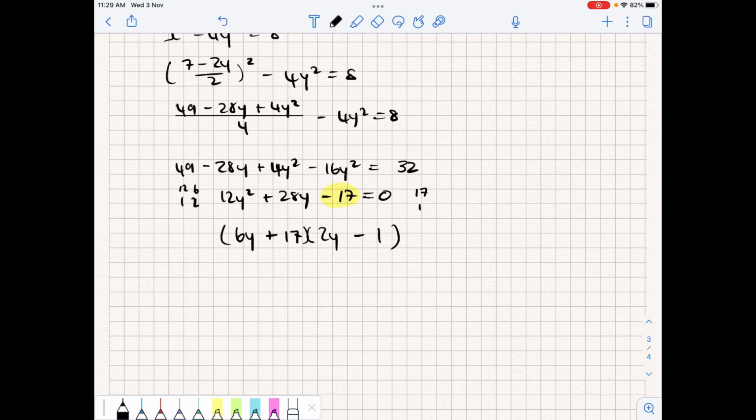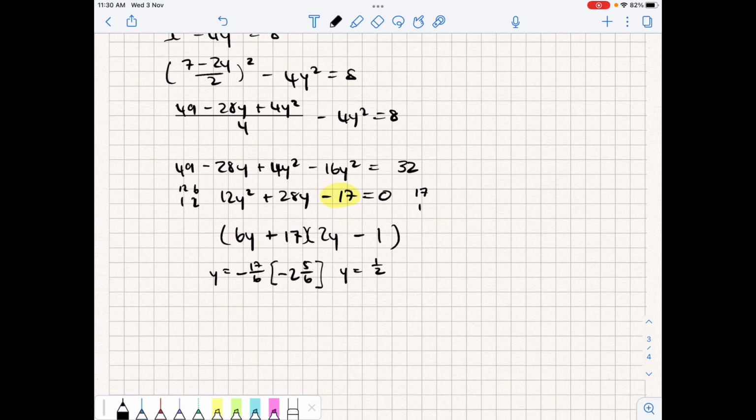Okay, this is going to give me a solution of y equal to a half, or y equal to negative 17 over 6, which is just negative 2 and 5/6, whichever answer you want.